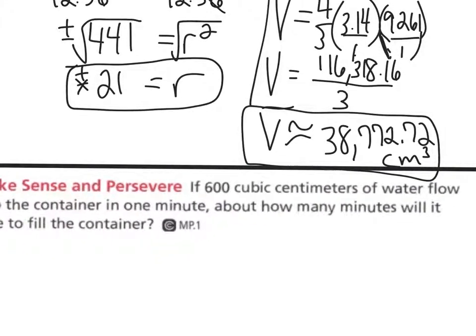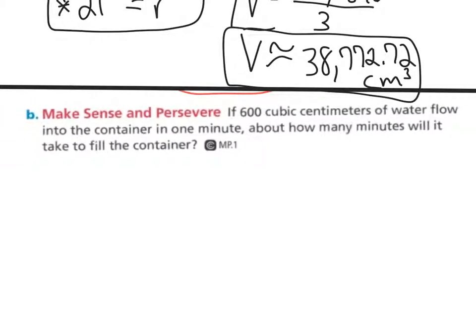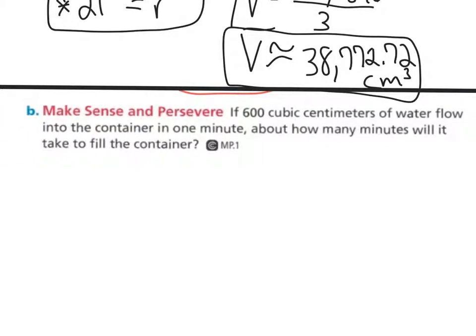Part B says if 600 cubic centimeters of water flow into the container in 1 minute, about how many minutes will it take to fill the container? So 600 cubic centimeters in 1 minute. And the question, how many minutes to fill the container?